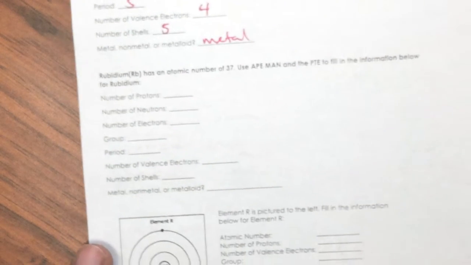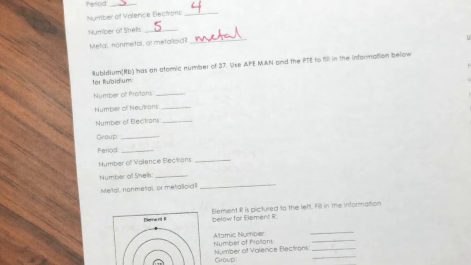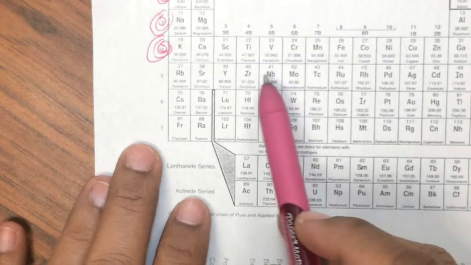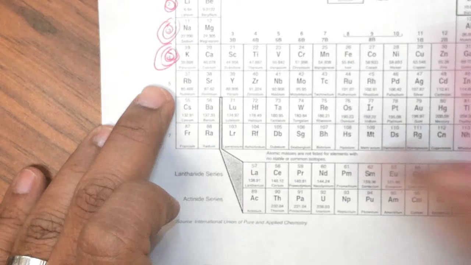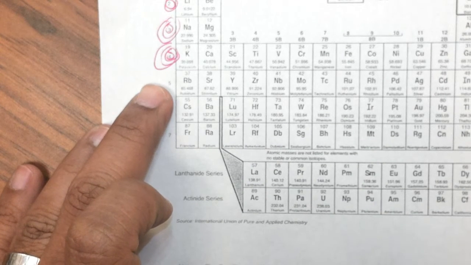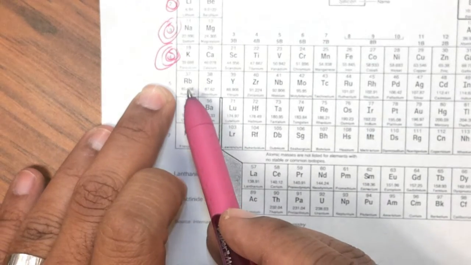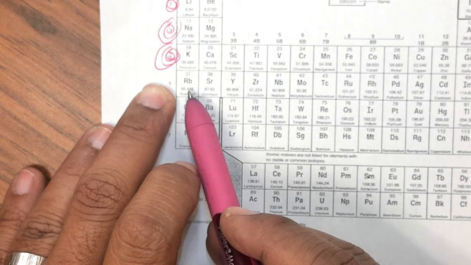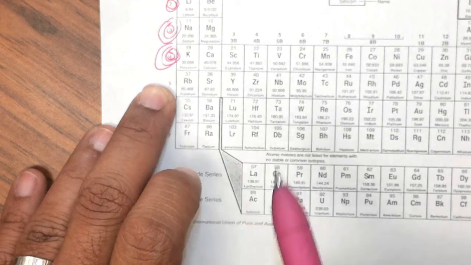Let's see, rubidium has an atomic number of 37. Use 8-man and the periodic table of elements to fill out the information, so let's find it on here. Rubidium is right there, with an atomic number of 37 and an atomic mass of 85.4. There's a 0.4 there because that is not 5 or more. We just let it rest, so it rounds to 85. So 37 and 85.